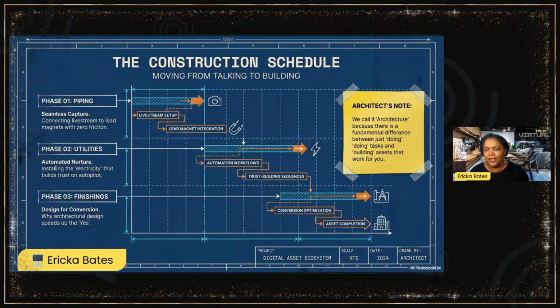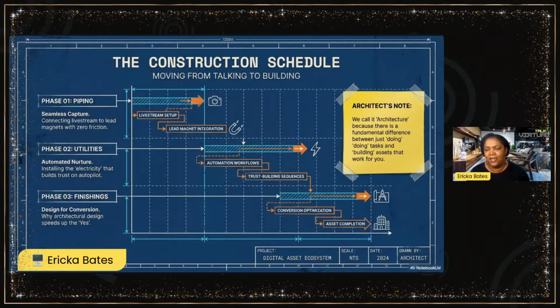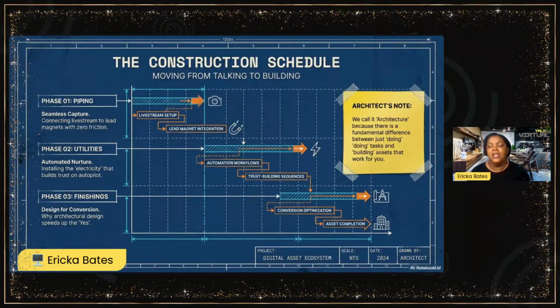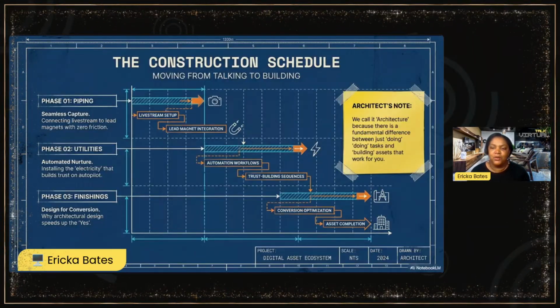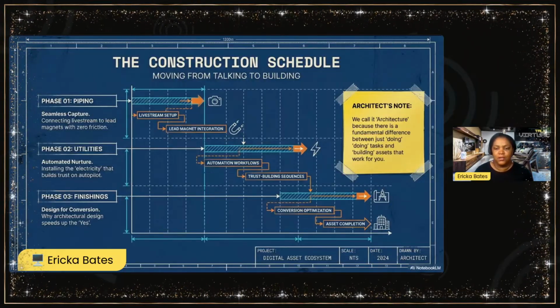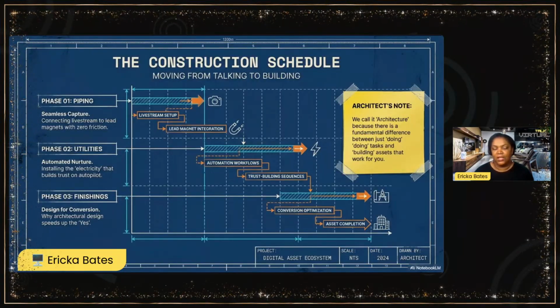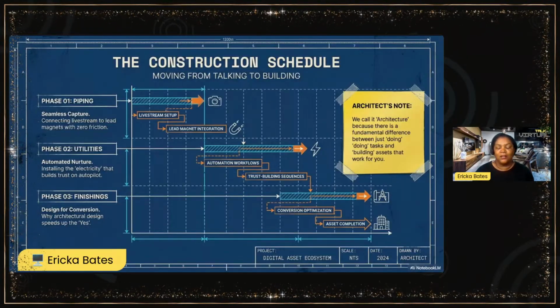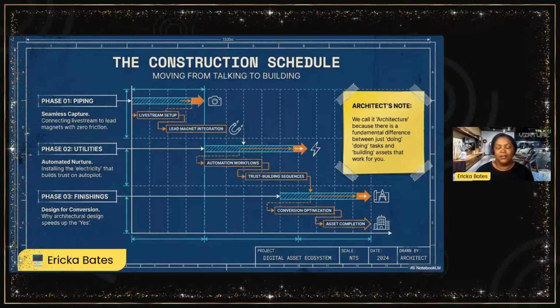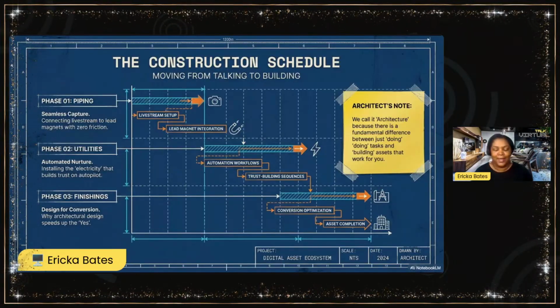We call it architecture because there is a fundamental difference between just doing tasks and building assets that work for you. So if I don't build things ahead of time, I'm either going to fumble around trying to find them, or I'm just not going to do it at all.